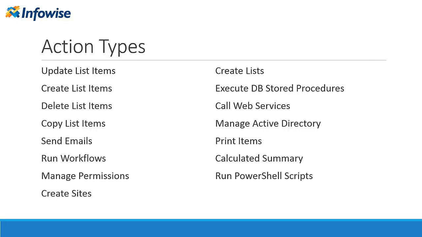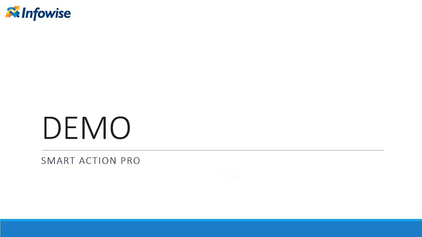You can use it to print items and send this printout to someone as a PDF, for instance. You can calculate summaries of multiple items and store this value or use it in your conditions. And you can even run PowerShell scripts. So let's see the demo of Smart Action Pro to see it in action.